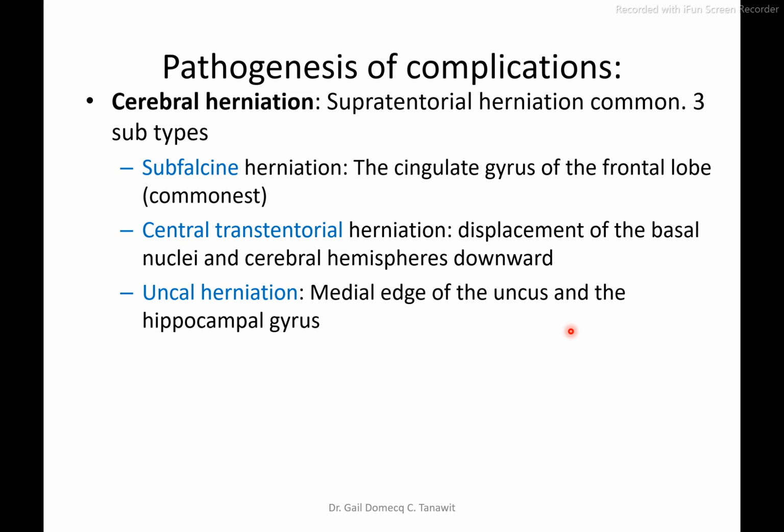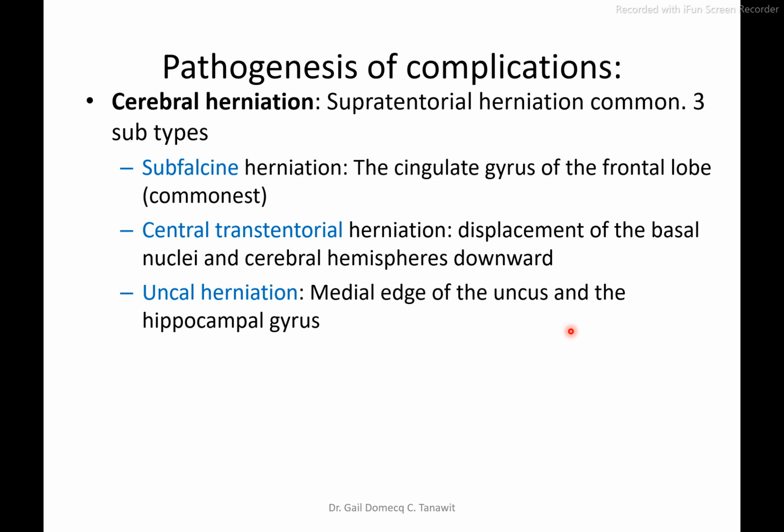So this would be the complication of increased intracranial pressure. Number one, there would be a cerebral herniation. Herniation is an abnormal protrusion of a structure into a non-normal area. For example, there would be a supratentorial herniation. There would be three types: the subfalcine herniation, the central transtentorial herniation, and the uncal herniation.